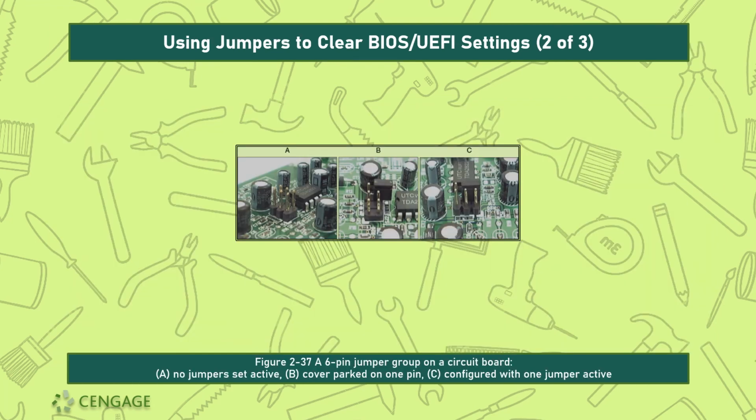So here we see the jumpers on a motherboard. In this instance, in A, they have no jumpers set active, so no pins are being covered. In B, you see that there's one being parked. So there's one pin covered and no other pins are covered, so 5 out of the 6 are completely open. That's just a place to store it temporarily, but if you were to move it over and connect, say, pins 1 and 4, a result would most likely occur. In C, it looks like they're doing something very close to that, and that's where we have one jumper active to change a particular setting.